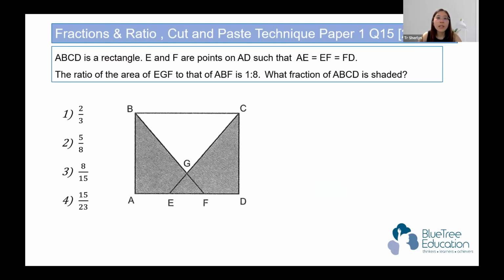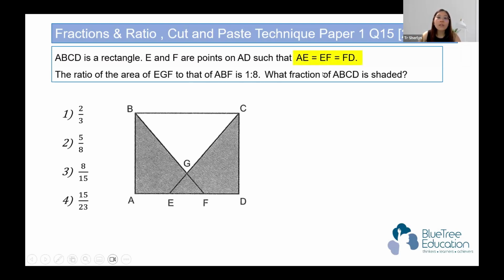ABCD is a rectangle. E and F are points on AD such that AE is equal to EF is equal to FD. So let's take a pause. Whenever we see questions like this, I always ask my students to read the question. We don't just look at the diagram, because all the hints, all the information are in the question itself. So we will use read and write, what Teacher Graham shared previously, the S.O.L.V.E technique, to solve this question.